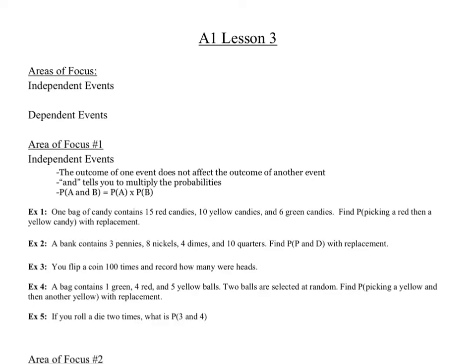And the phrasing that goes with these kinds of questions is the word "and." It's in both scenarios of independent and dependent events, but "and" means we're going to multiply probabilities, and you have to find out the probability of each first. And in doing so, you have to know if the events are independent or not.